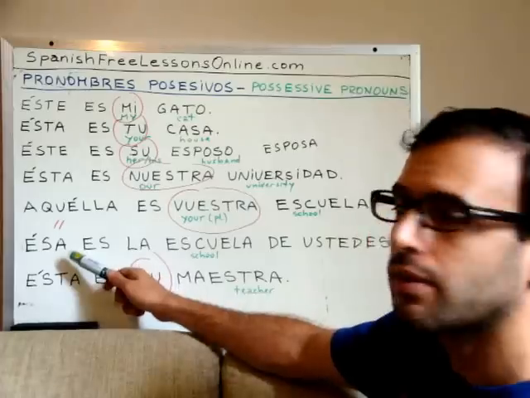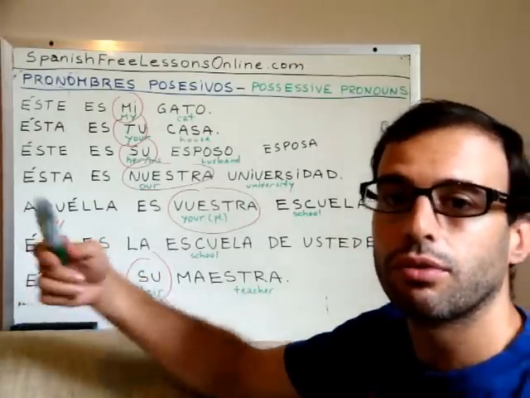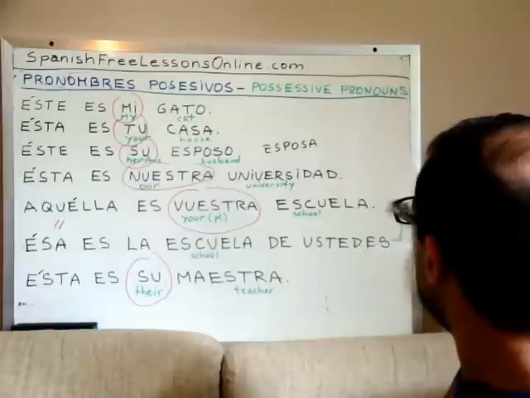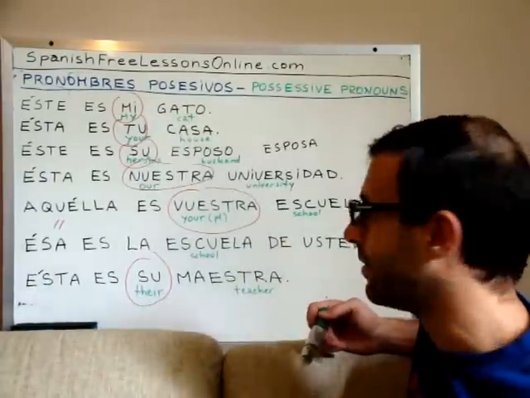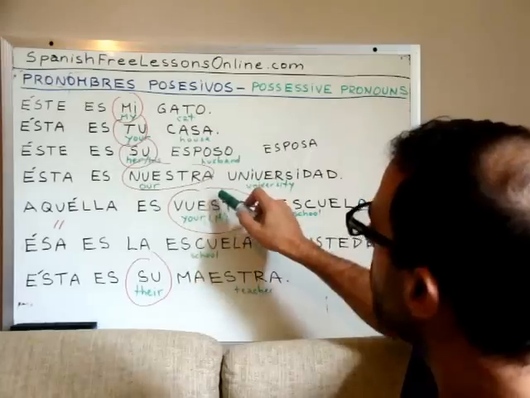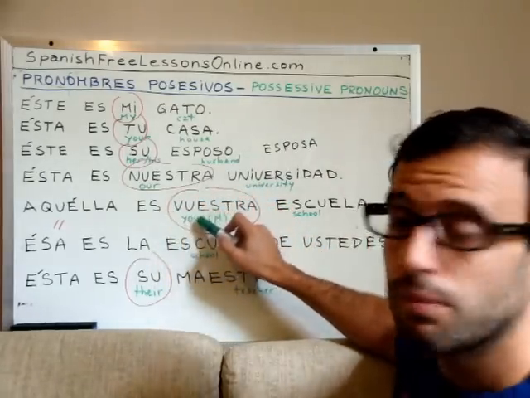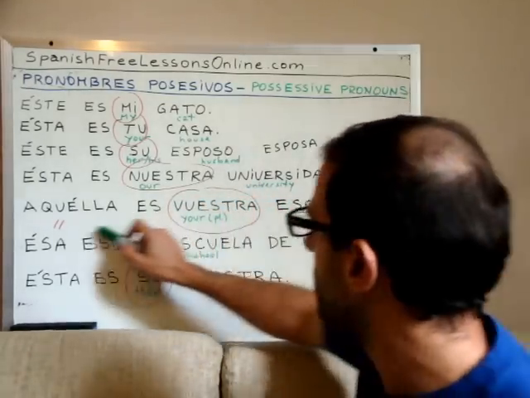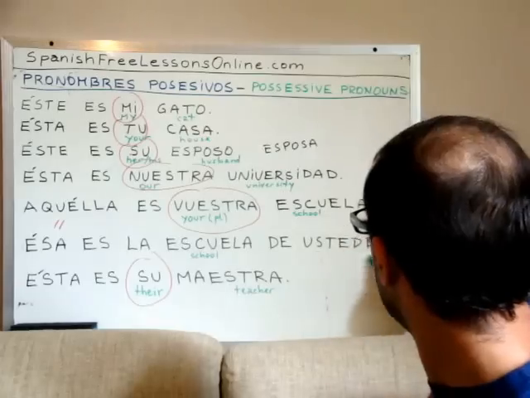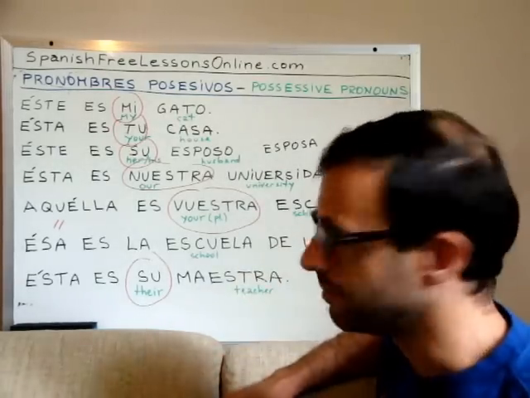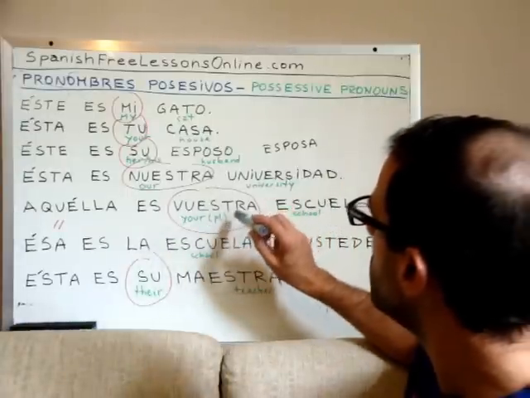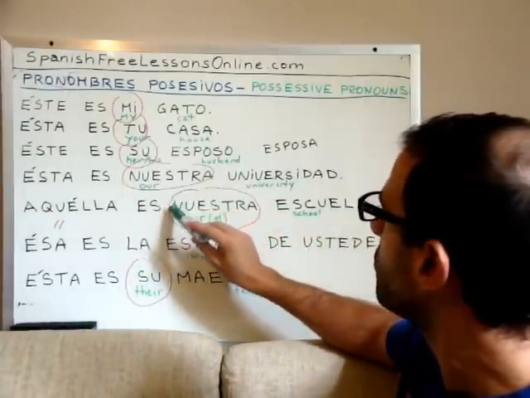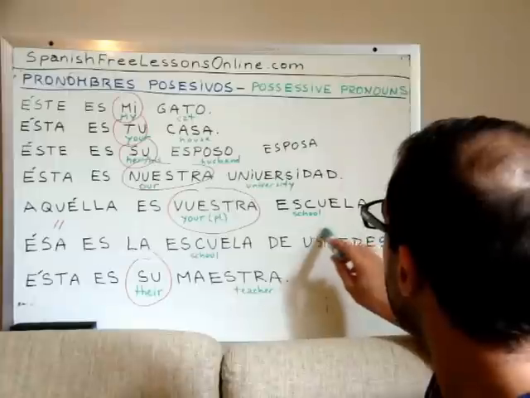This also means that is your school, right? So these two sentences are synonyms. They mean exactly the same. But this is the form that is used in Spain. This is the form that is used in Latin America. Because in Latin America we don't usually use vosotros and vuestra. We use ustedes, right?